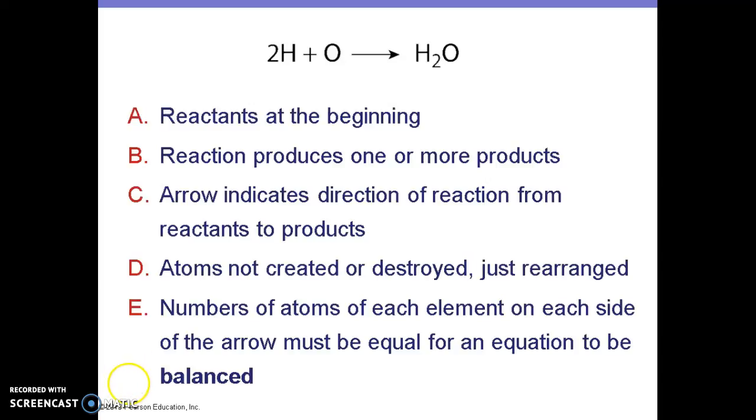Atoms are not created or destroyed, they're just rearranged. So the bonds between the reactants break and form new bonds to create the product. The number of atoms on both sides of the equation are the same. You see 2 hydrogen here, 2 on the product side, 1 oxygen on the reactant side, 1 oxygen on the product side. That is a balanced equation, but we do not have to learn how to balance.